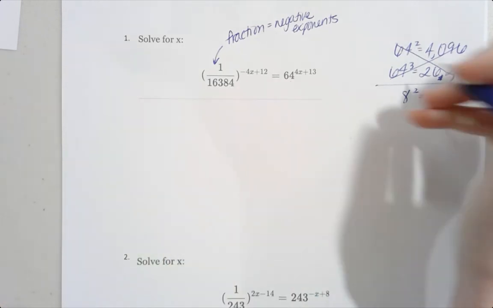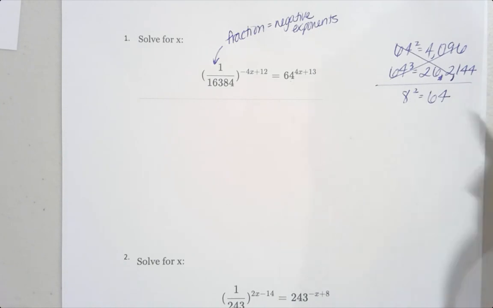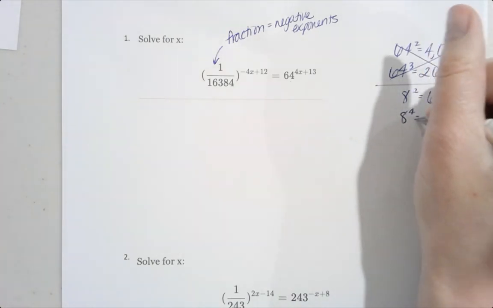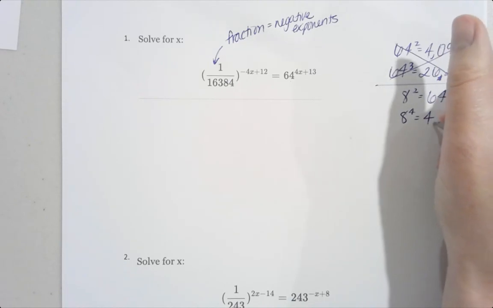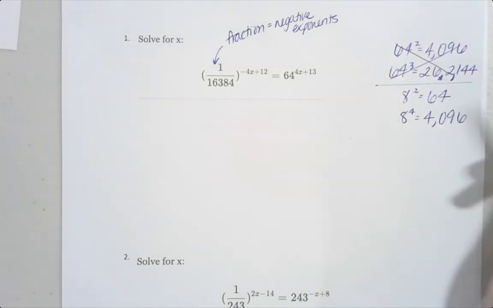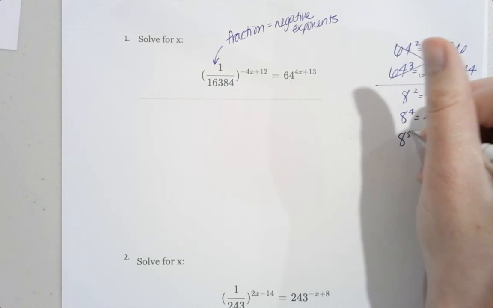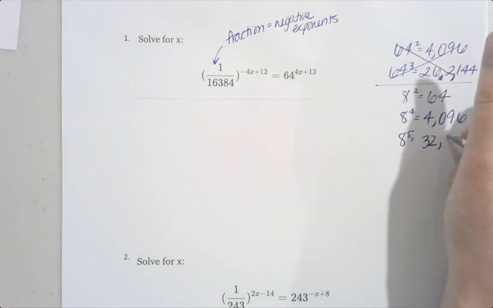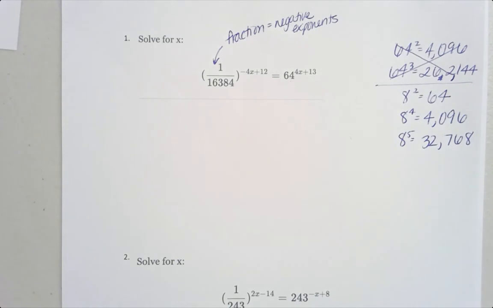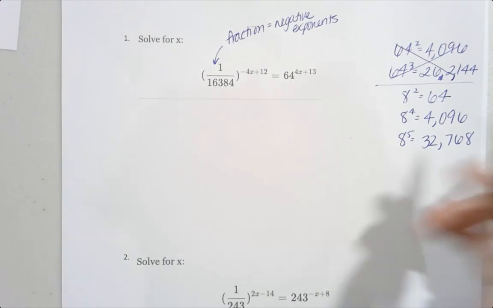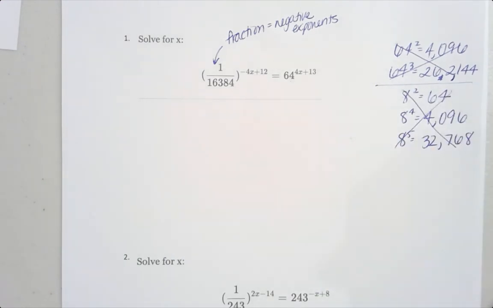Now I'm going to jump up a little bit. I know that 8 to the third is not going to give me a big enough number. So I'm going to try 8 to the fourth because I know that's going to get bigger faster. And that's going to give me 4,096. So not enough. So let's try 8 to the fifth power and see what happens. If I do that, I get 32,768. So too big. So even though I can change this guy to a base of 8, I can't change this guy to a base of 8. So a base of 8 is not going to work either.